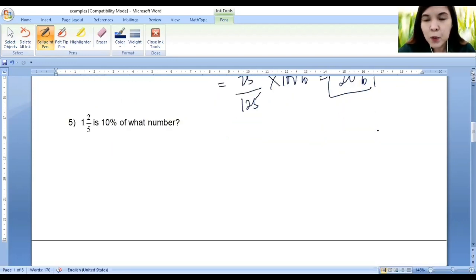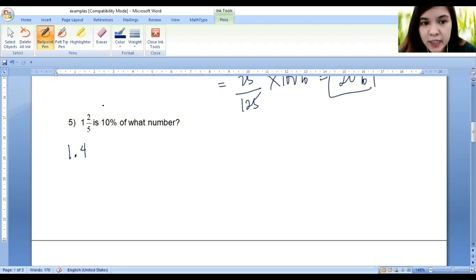Number 5. 1 and 2/5 is 10% of what number? When we change this 1 and 2/5 into decimal, meaning fraction to decimal, just copy the whole number, then point, then get the fractional part, proper fraction, divide the numerator to the denominator. So when you divide 2 by 5, the answer will become 0.4. So write 0.4. So when you convert this fraction into decimal, 1.4.